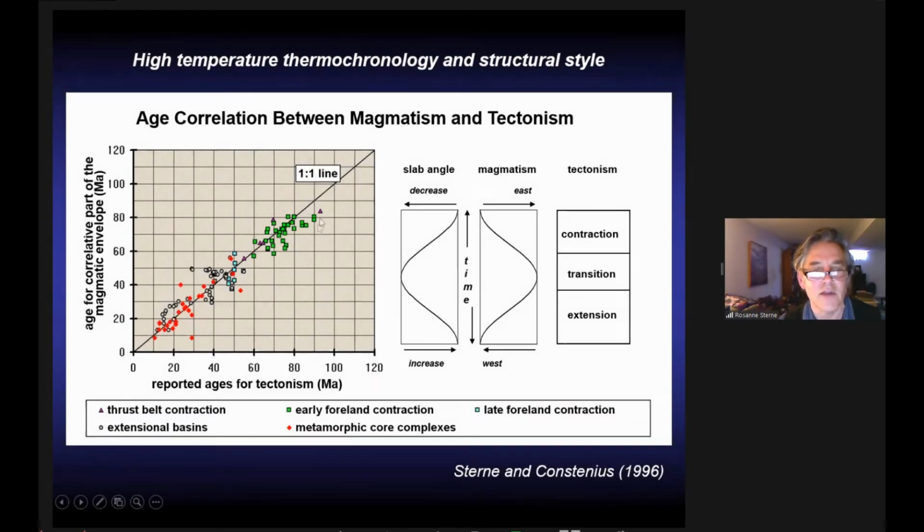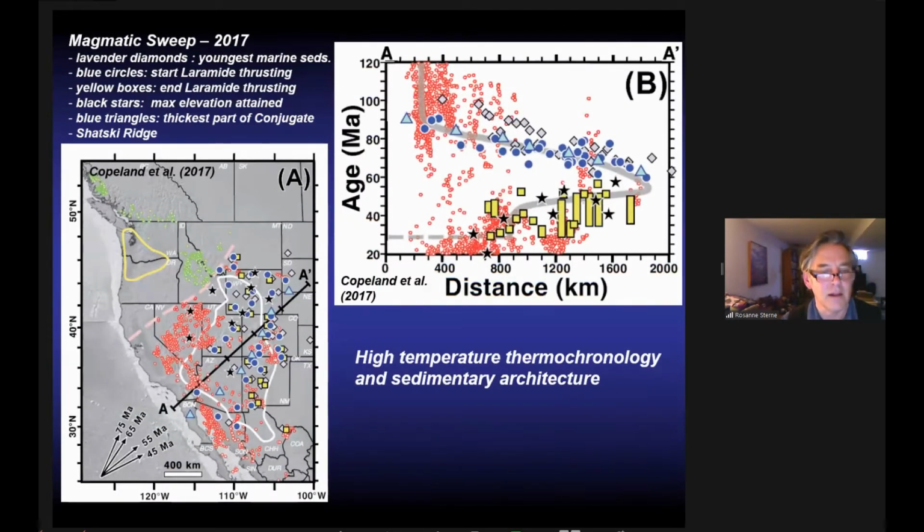So we get early contraction, we get this transition period where we get some contraction and some extension, and then we break into full extension and metamorphic core complex development through time. So we see this time-transgressive, space-transgressive shift in structural styles, but they're all acting in concert with the subducting slab behavior. More recently, Copeland et al.